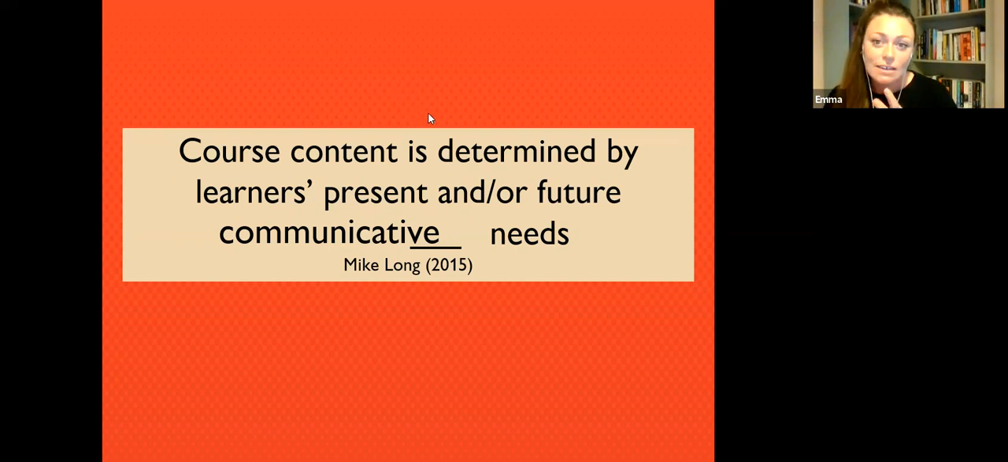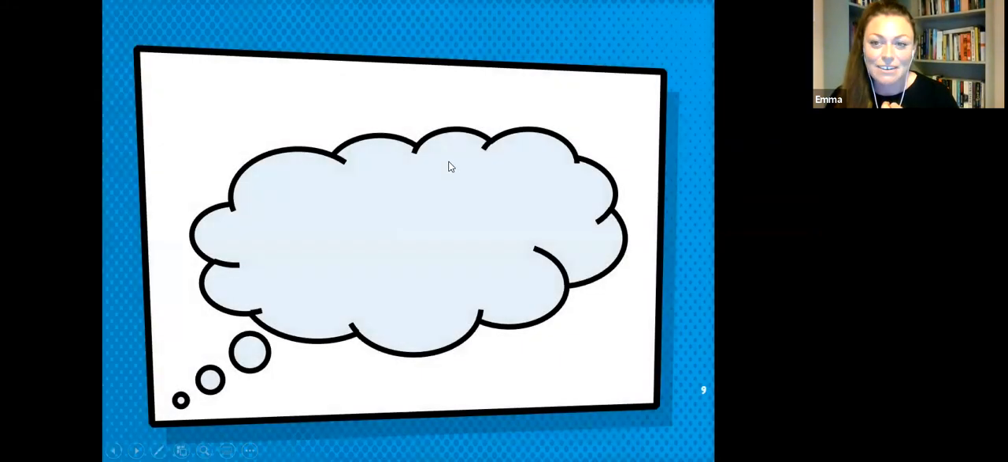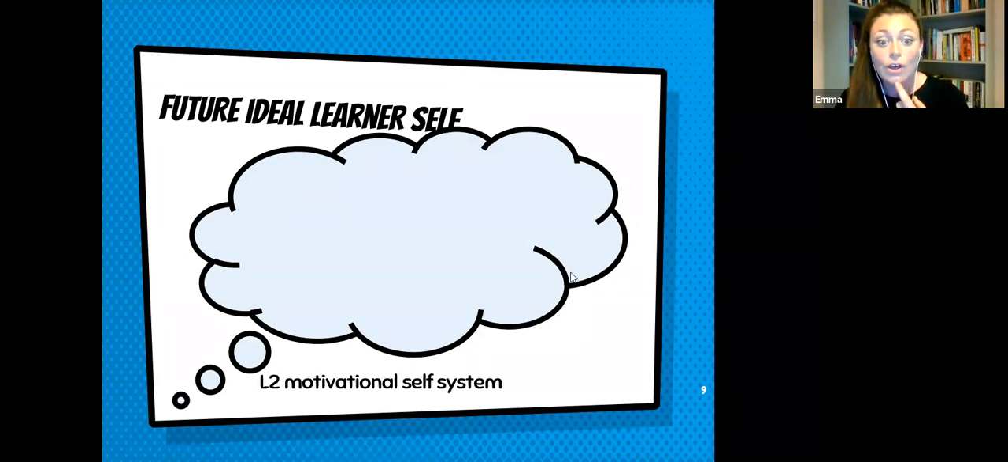So a really useful technique that we've used and that I use a lot, my learners are probably bored stiff of it at this stage, is the idea of a future ideal learner self. This is something that comes from the L2 motivational self system theory or concept or framework or however you want to call it, by Zoltan Dörnyei. And Dörnyei is your main motivation man. His L2 motivational self system works a little bit like this.